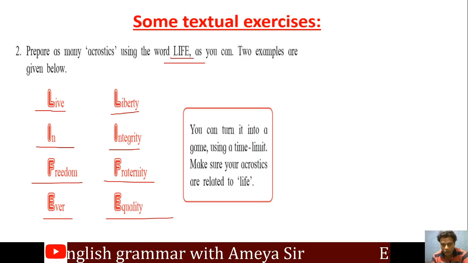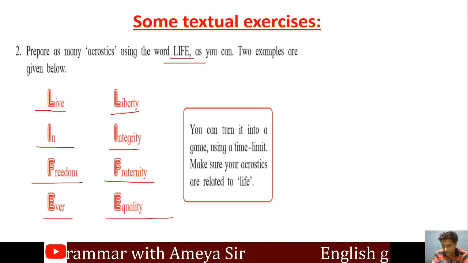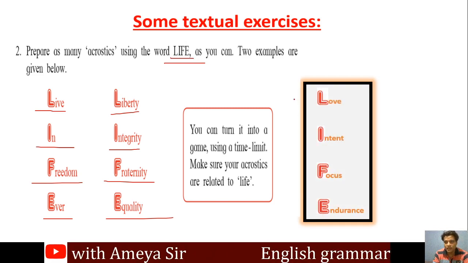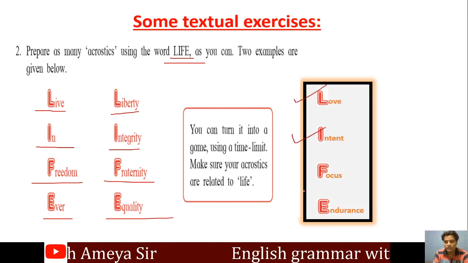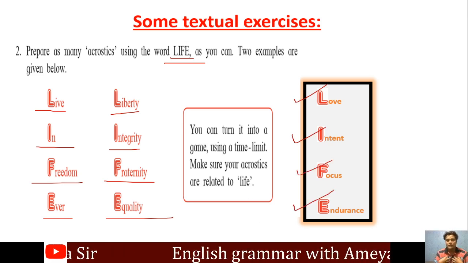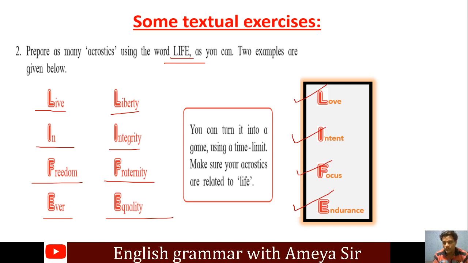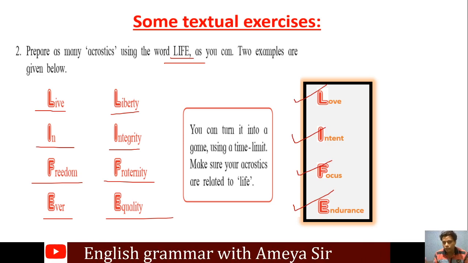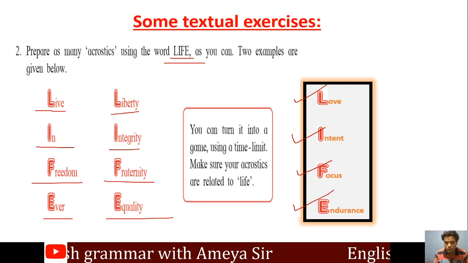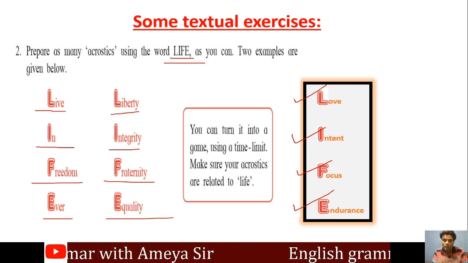There could be n number of possibilities, but I am going to share one of my ideas here. You could go for this. So you can say love, intent, focus, and endurance. Basically, my idea here is to tell you the recipe for success. In my opinion, you should have love. They always say do what you love, or you'll be forced to love what you do.